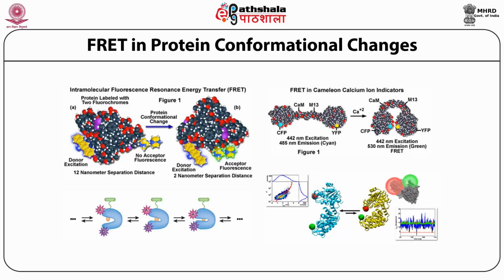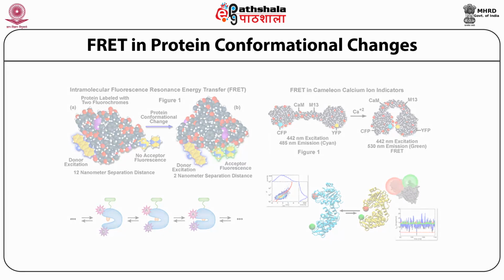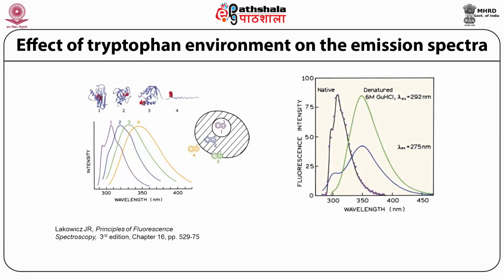It is also used for the conformation changes in enzymes. You can see here that as the donor and acceptor pair comes closer, FRET is observed, and it is shown diagrammatically in the form of an enzyme that once the donor acceptor pair comes closer, a very good FRET is observed. I try to show the effect of tryptophan environment on the emission spectra.